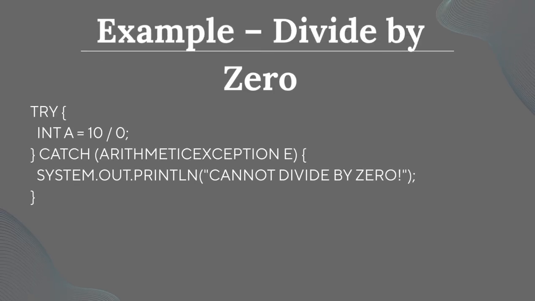Divided by 0. Here is a simple example where we try to divide 10 by 0. Normally this would cause an arithmetic exception and crash the program, but with exception handling we can catch that error. The catch block catches the exception and prints the message "cannot divide by 0" instead of letting the program crash.